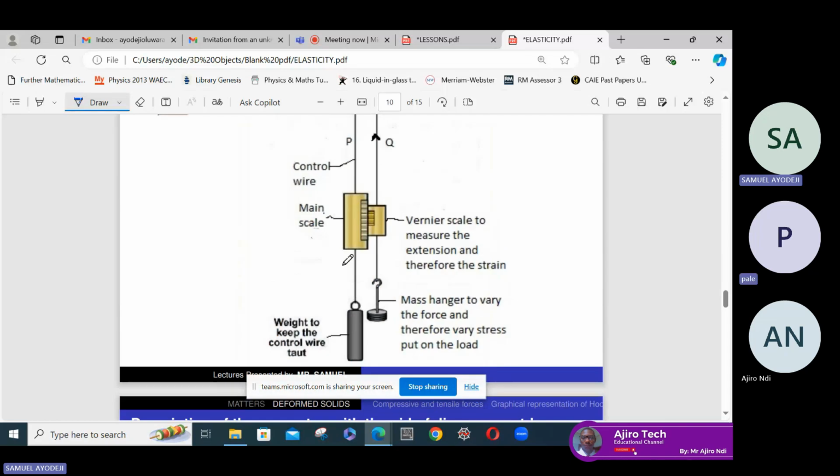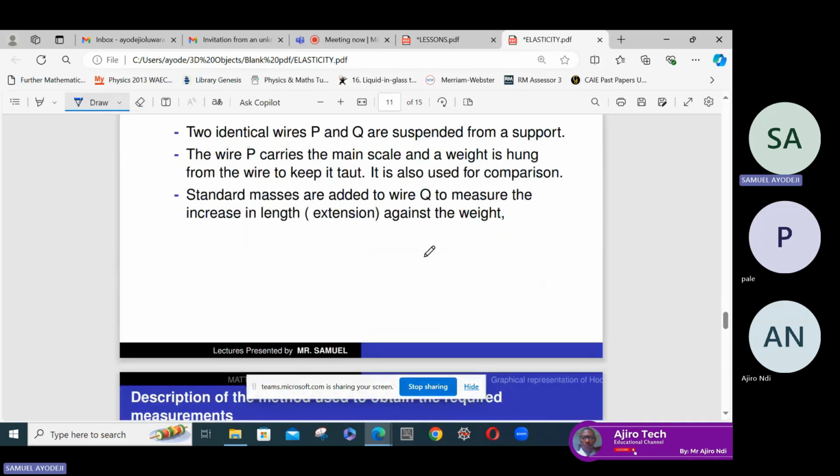You put one mass, so what happens? It will extend. You want to know, first of all, this is how it works. You take the reading on the vernier scale, maybe about 2.4 millimeter, let's say. By the time you add mass, you take another reading. The reading will increase, maybe now 2.82 millimeter. So what's the extension? The difference between the readings. Are we together? Yes, sir. Okay, so that will give you the extension.